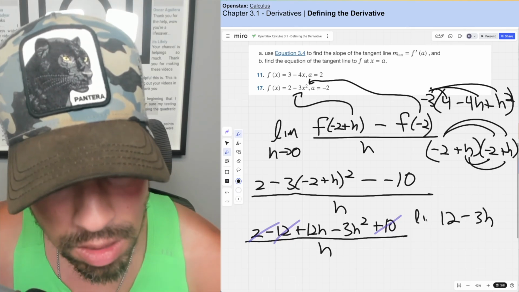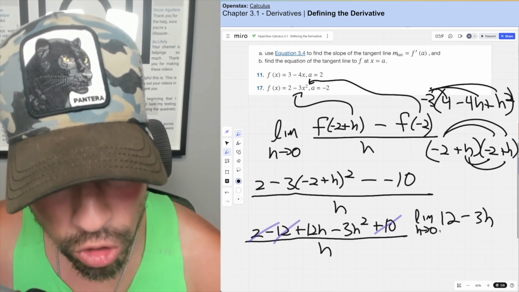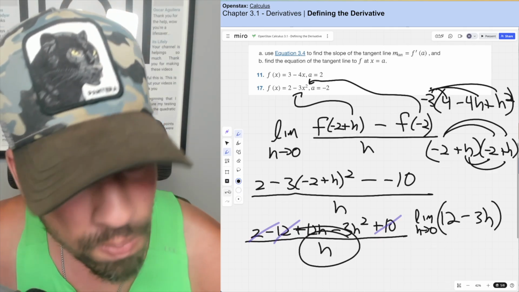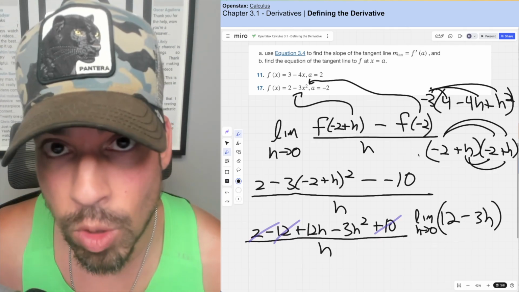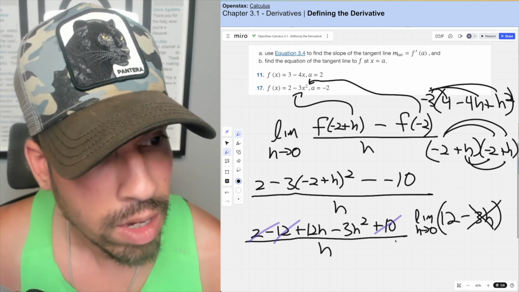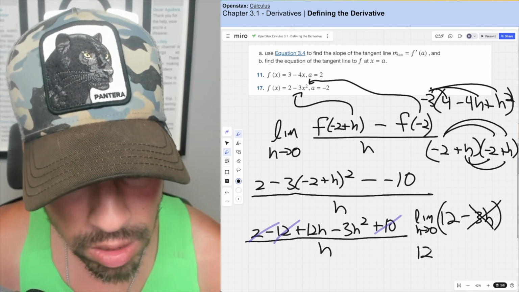Now again, this is the limit as h approaches 0 of this expression. So now I can do direct substitution because now I've eliminated the h on the bottom. I'm no longer dividing by h. So plug it in. That kills that. And my final answer is 12.